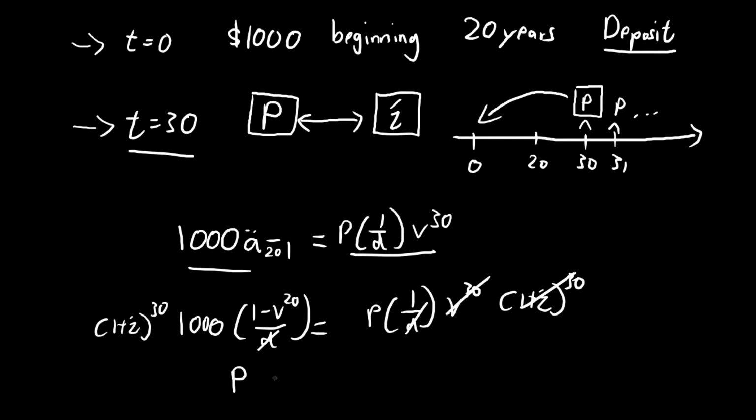So we're left with P is equal to 1,000 times ((1+i)^30 - (1+i)^10). And there we have it. This is the final answer.